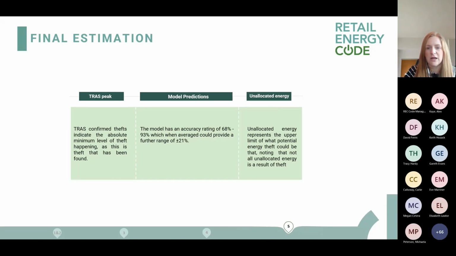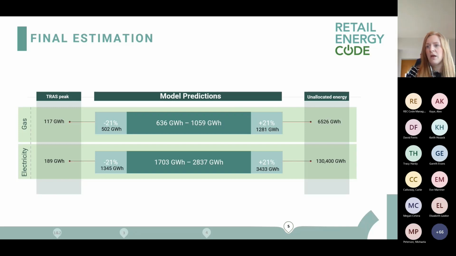As Ros pointed out earlier, theft is not the only reason for unallocated energy, so for validation we wanted to make sure that our prediction sat between those. If we move on to the next slide, it gives a view. This shows that for the TRAS peak for gas, we had 117 gigawatts of energy with an unallocated energy of 6,500 gigawatts. Our range sat within that, between 600 and 1,000 gigawatts of energy.